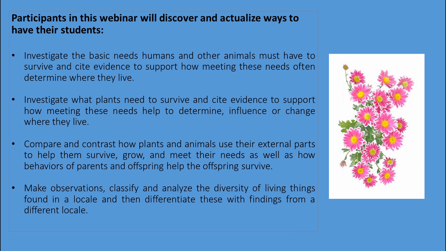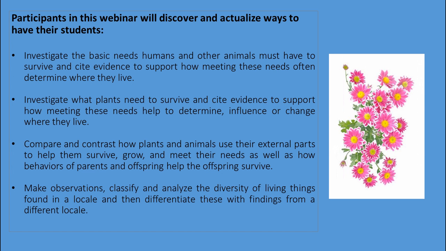This is what we're going to be covering. These are the bullets for our objectives that were in the promotional brochure for the seminar. There are several progress indicators in the Next Generation Science Standards that went into creating these objectives. And the keywords in the first bullet, to me, are basic needs for humans and other animals.